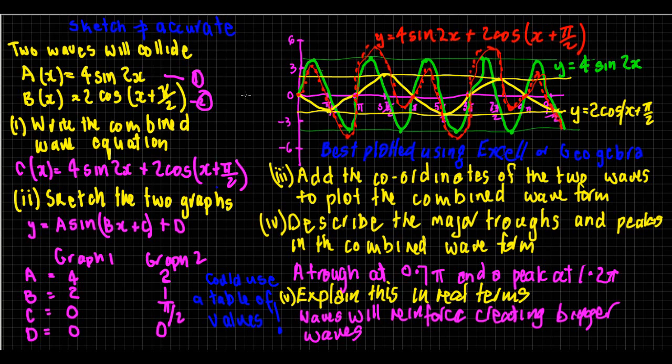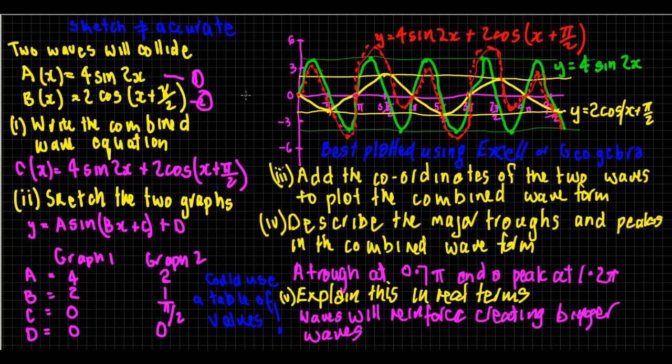So sketch the two graphs, and we use the general form of the graph. We can see for graph 1 that a = 4, b = 2, c = 0, d = 0. So using our graph sketching skills, we're able to sketch that. Then graph 2, we can see that a = 2, b = 1, c = π/2, and d = 0. So again, we can sketch that. Step 3, we add the coordinates of the two waves to plot the combined waveform, which I've shown here in sketch form.